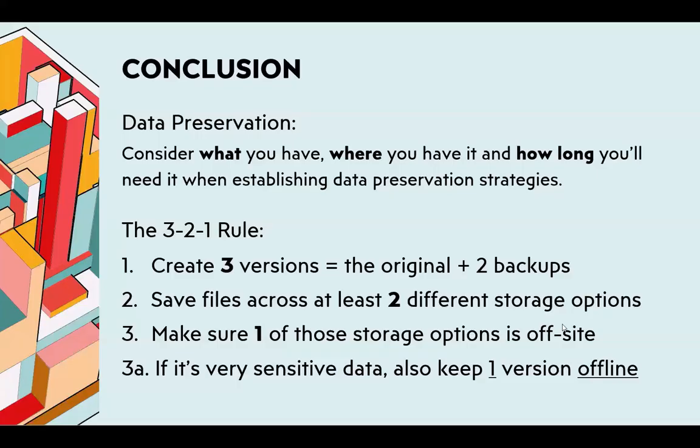So in conclusion, data preservation, you're considering what you have, where you have it, and how long you'll need it when you're establishing your data preservation strategies. The 3-2-1 rule is to create 3 versions, that's the original plus 2 backups. Save the files across at least 2 different storage options. Make sure one of those storage options is off-site. And then if it's very sensitive data, also keep one version offline. So that's either an external hard drive or a paper copy.